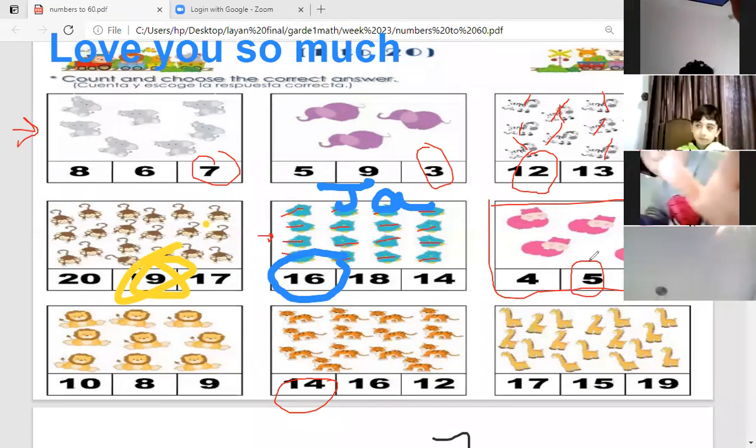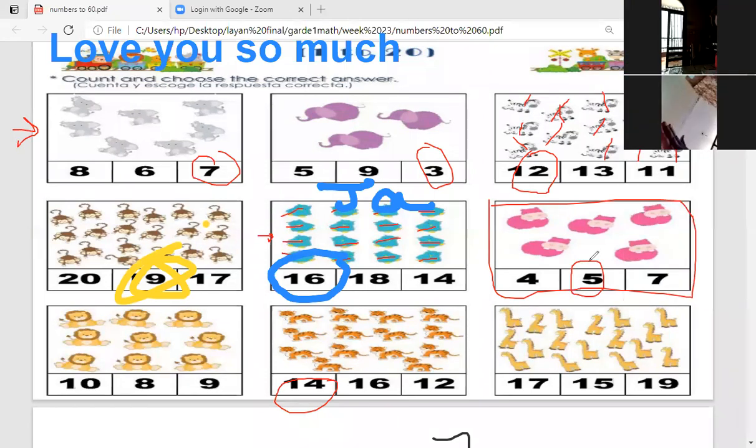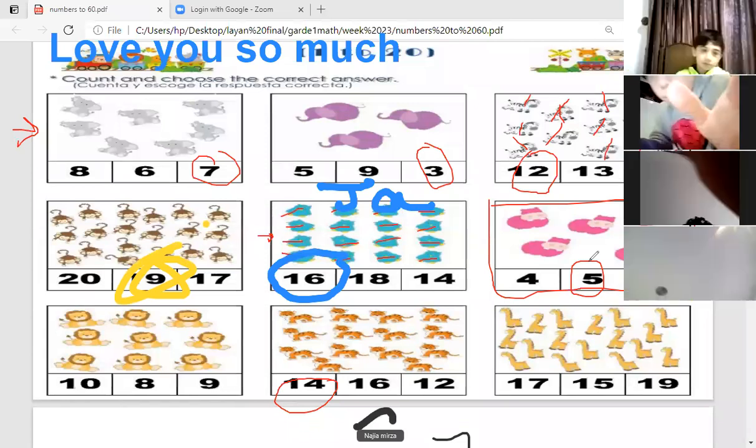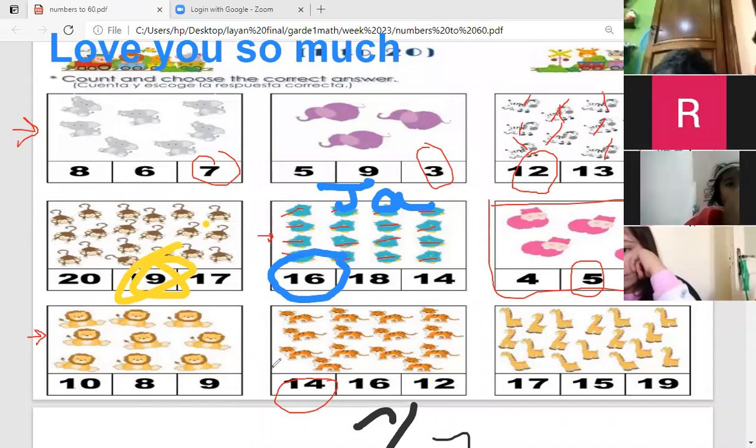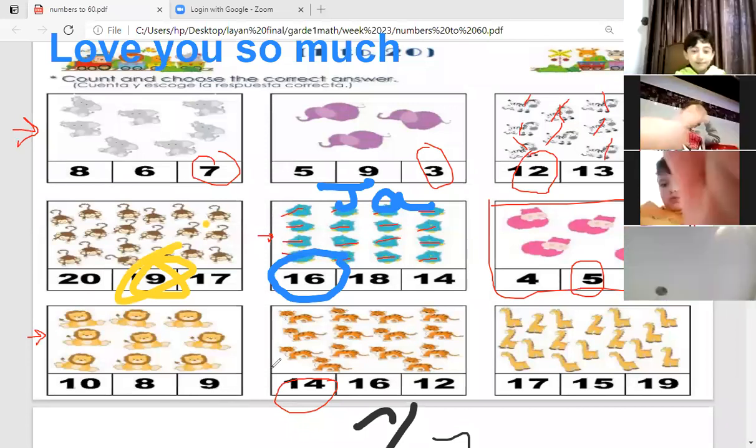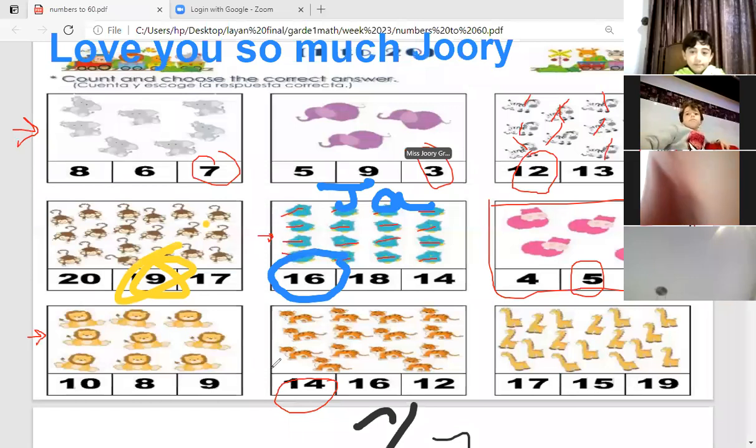How many lions do I have here? How many lions? Nine. Excellent. Circle 9. Bravo.